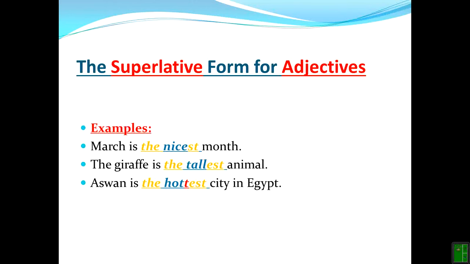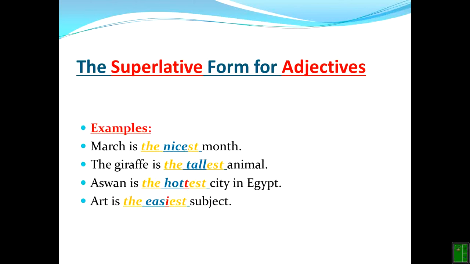between 2 consonants. In this case, we double the last letter, T, and add est at the end, and don't forget that we add the article the before the adjective to put it in the superlative form. So the example again is Aswan is the hottest city in Egypt.